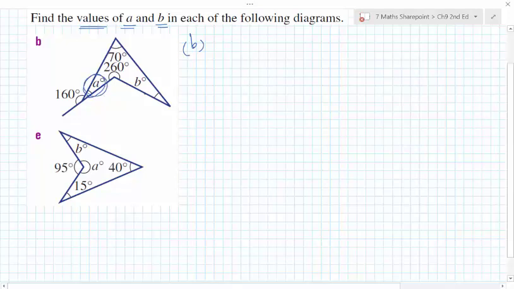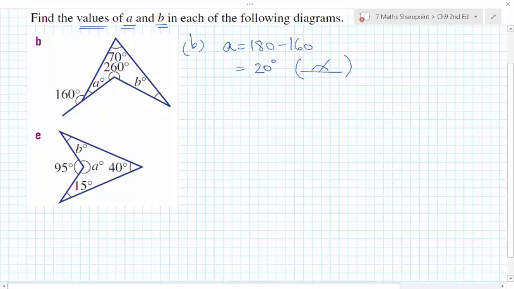I've got A here and I've got B here. Okay, now if I want to have a look at isolating things so that I use values where I've got the smallest amount of stuff that I need to find, let's look at this here. I have a straight line there with 160 and A along it. So I know that A must equal 180 take 160, which is 20 degrees. Now I know that because angles along a straight line sum to be 180 degrees. And so that's my rule there.